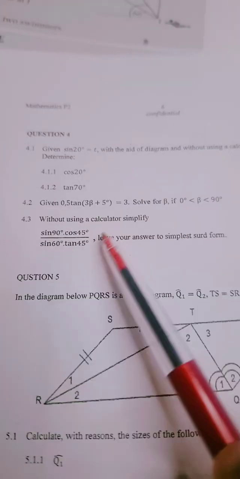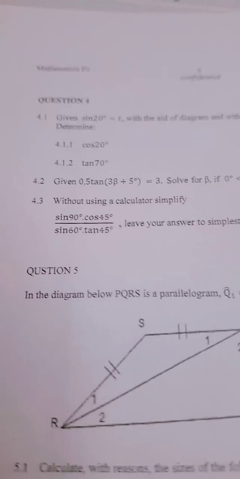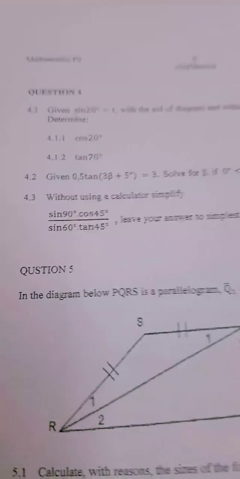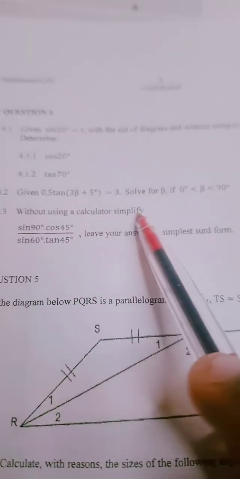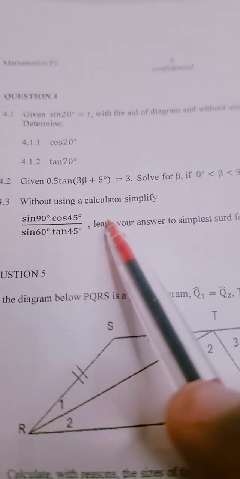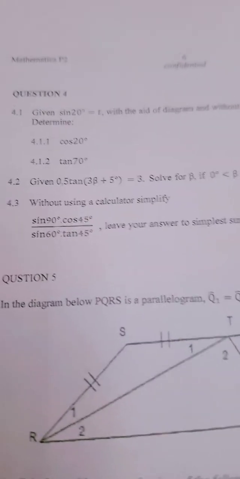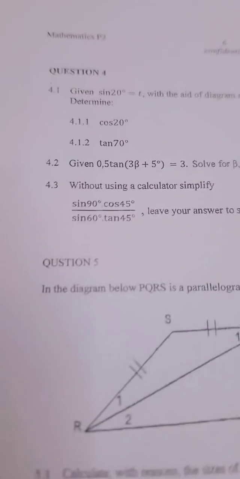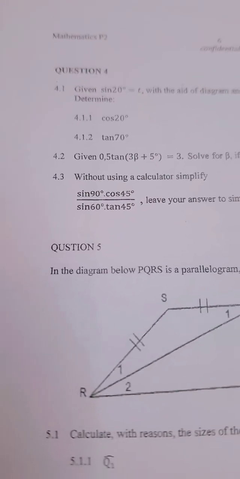Okay, yesterday we actually stopped here. Now we need to actually do this one here: sine of 90, cos 45 over sine 60 times tan 45. Leave your answer in simplest surd form, they say. So always take note of the instruction given in a particular question. Without using a calculator, simplify that. So let's give you 2 minutes to do this one on your own.